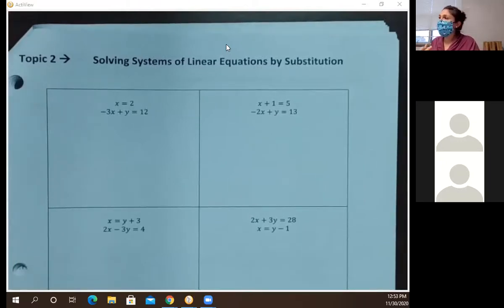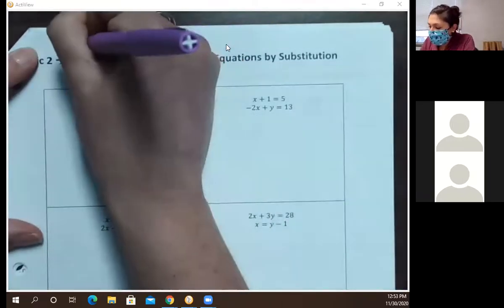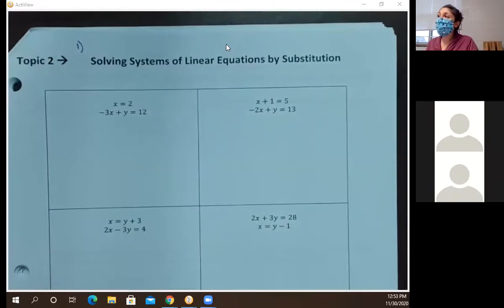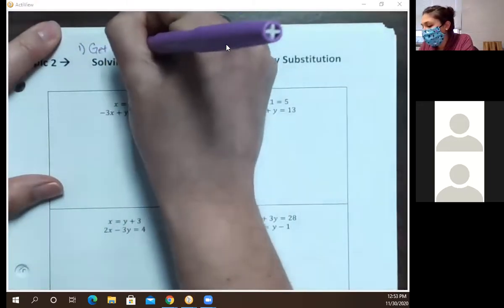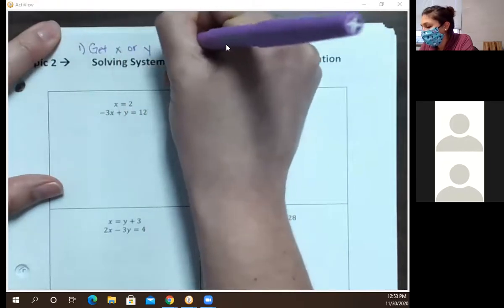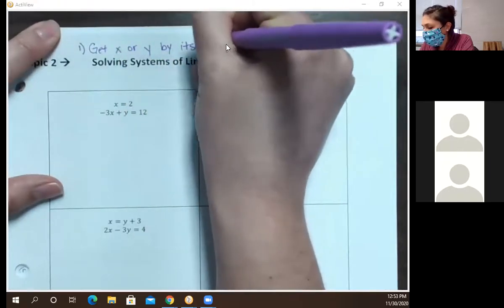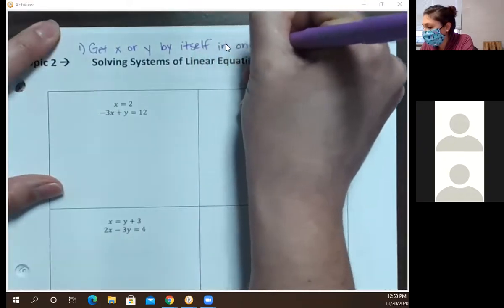So the beginning part of this week, we're going to look at some other algebraic options that we have to solve systems of equations. Today, we're going to start by looking at what's called the substitution method for solving systems of equations. So here's the big idea if we want to use substitution to solve the systems of equations. So the first thing I need to do is pick an equation and get one of the variables by itself. So get x or y by itself in one equation.